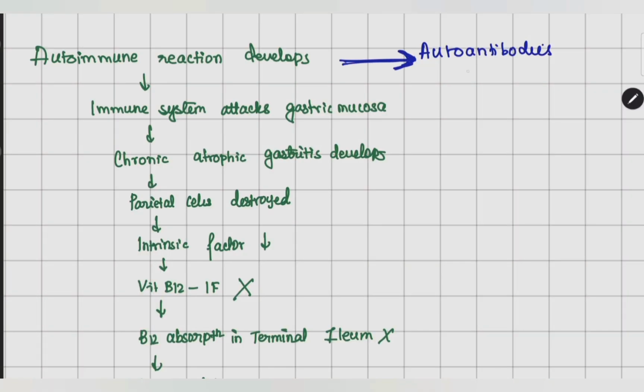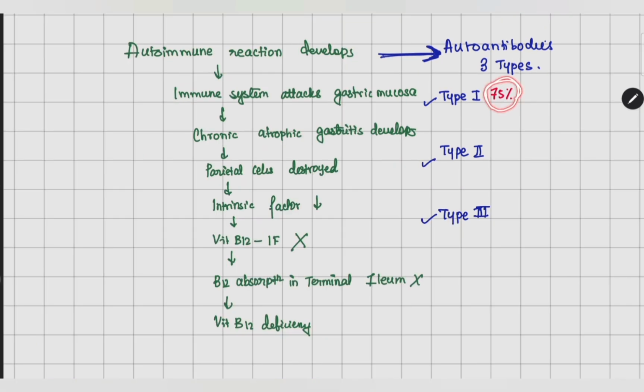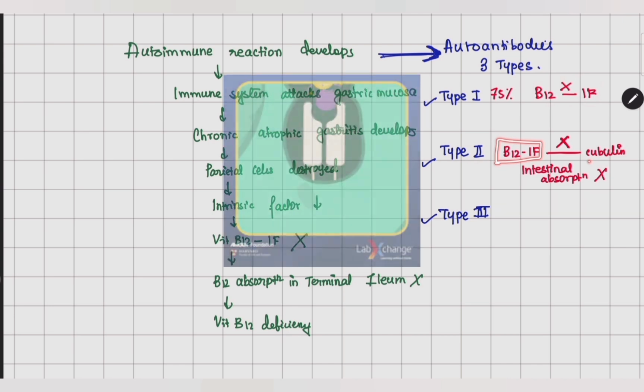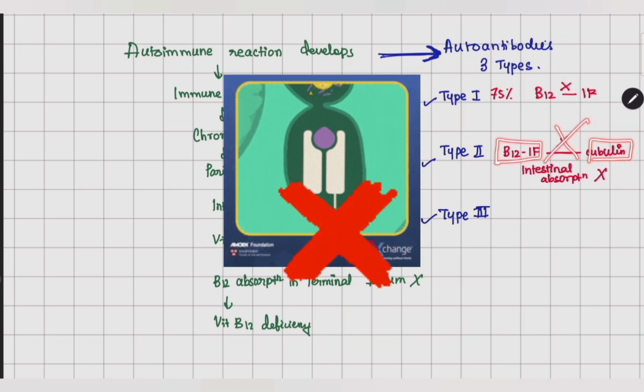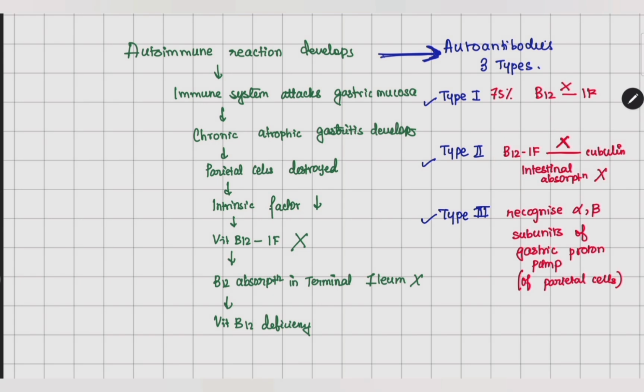Now, these autoantibodies can be of three types. Type 1, which is most commonly found, stops the binding of B12 to the intrinsic factor. And type 2 autoantibodies stop the binding of the B12 intrinsic factor complex to the tubulin receptors. Therefore, here intestinal absorption is being affected. And the type 3 autoantibodies recognize the alpha and the beta subunits of the gastric proton pump, which are present in the parietal cells.